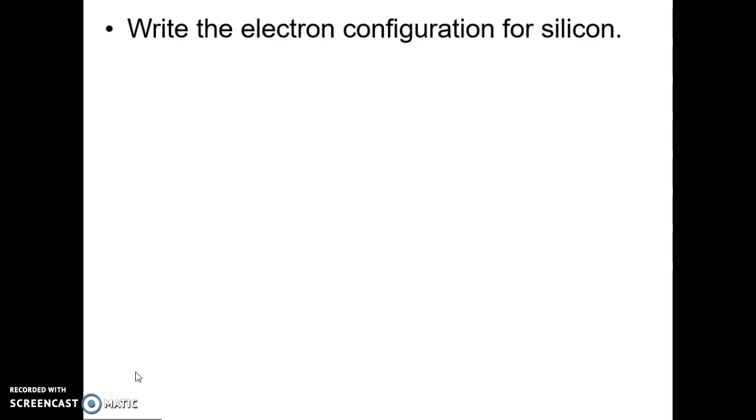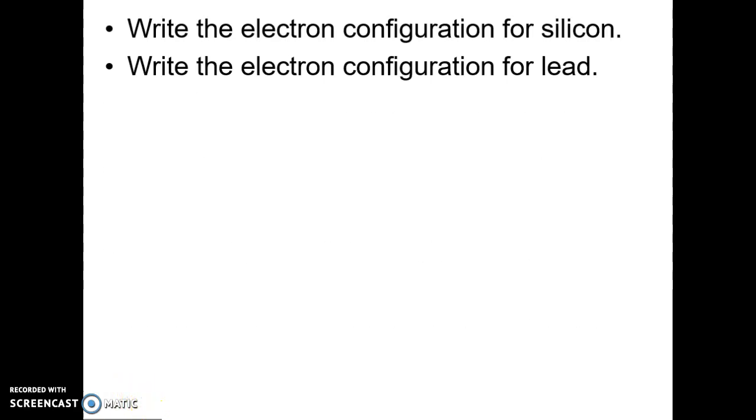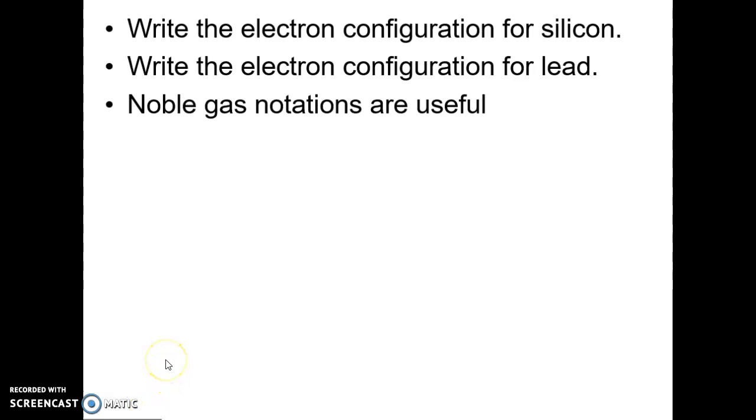Okay, you want to make sure that you have a periodic table, and I want you to write the electron configuration for silicon. And then I want you to try writing the electron configuration for lead. After you've written the electron configuration for lead, you will probably realize that it would be great if there was a shortcut, and indeed there is. Noble gas notations are the shortcut, and they can be quite useful.